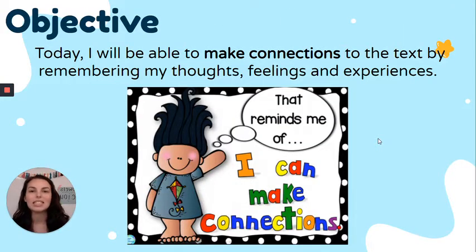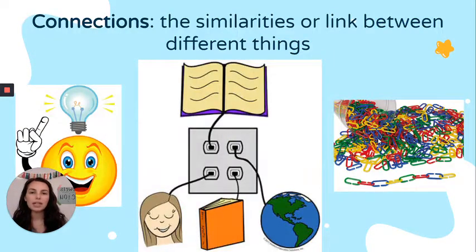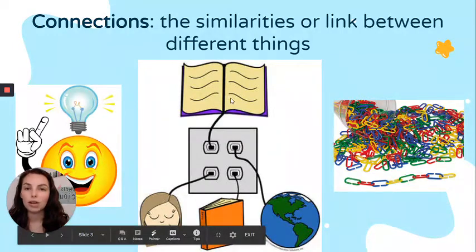Our objective for today says, today I will be able to make connections to the text by remembering my thoughts, feelings, and experiences. So making connections means we're finding the things that are the same or similar between two different things. We're going to mainly be doing this with books, finding a connection from a book to yourself. And then throughout this week and next week, we're going to be doing books to books and books to the world.